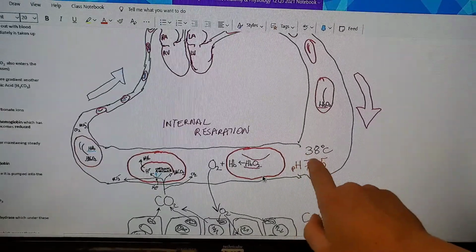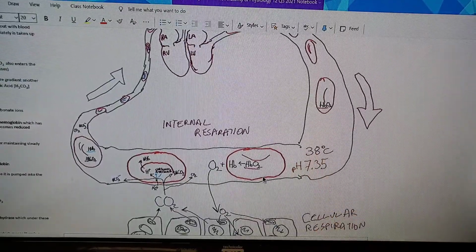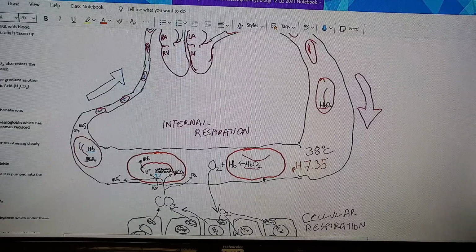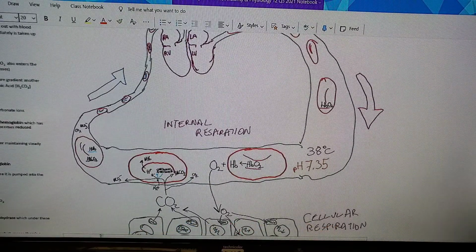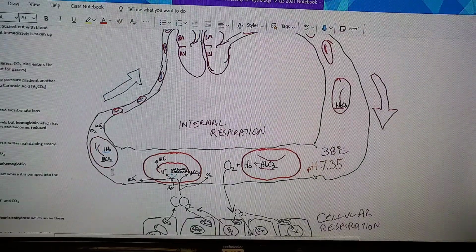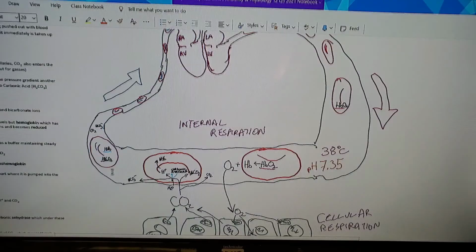Now, the pH is 7.35, the temperature is 38 degrees, and now hemoglobin has changed shape, and it hasn't become useless. It hasn't become broken or anything like that. In fact, what's happened is that it's changed shape, and now it has more of an affinity for carbon dioxide.